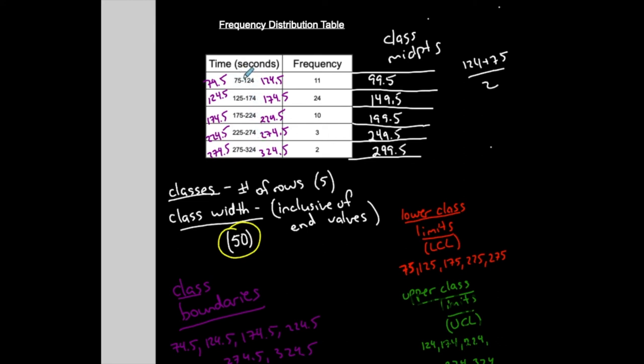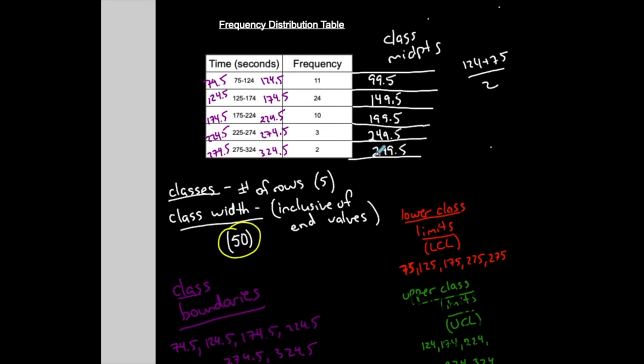The class midpoints, the numbers in the middle of each class. And notice that I have the same number of class midpoints as classes. Five classes, five class midpoints. But one, two, three, four, five, six class boundaries. I have one more class boundary than number of classes because I'm including the outer ones as well. So be careful with that.